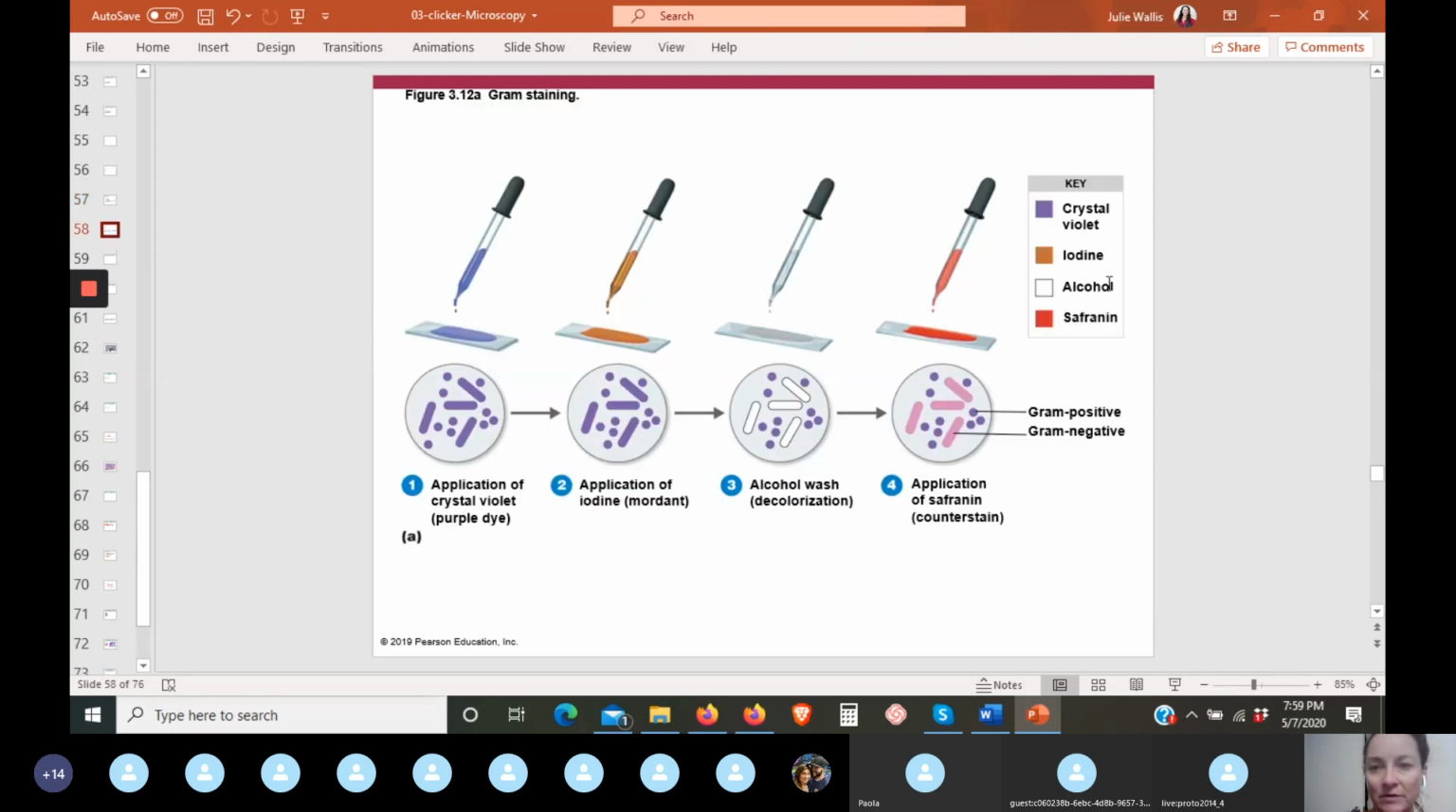These are the steps in the gram staining. It's crystal violet followed by the iodine, which glues the crystal violet to the cells. Then we apply a decolorizer, which can be either alcohol or acetone, and that will wash the crystal violet, which is purple, off the gram negative bacteria. And then we use a counter stain, which is the safranin, that will then stain the gram negative bacteria pink.